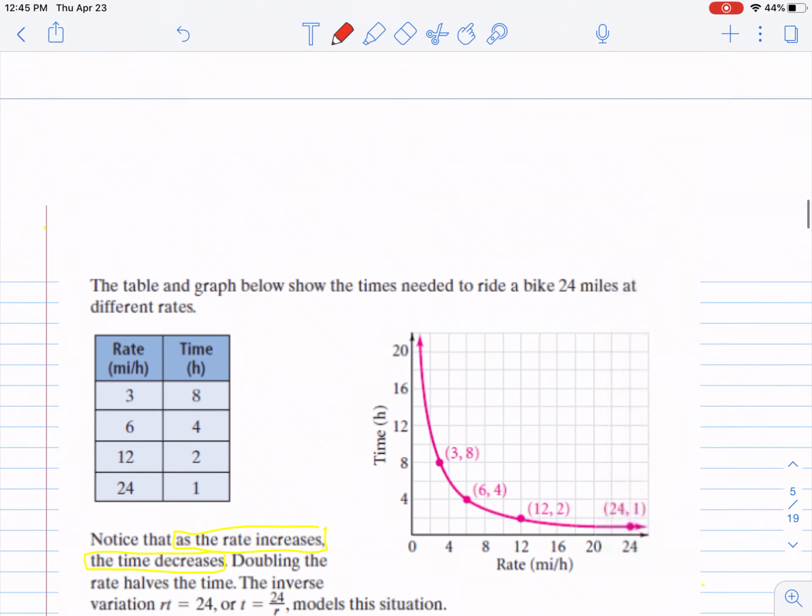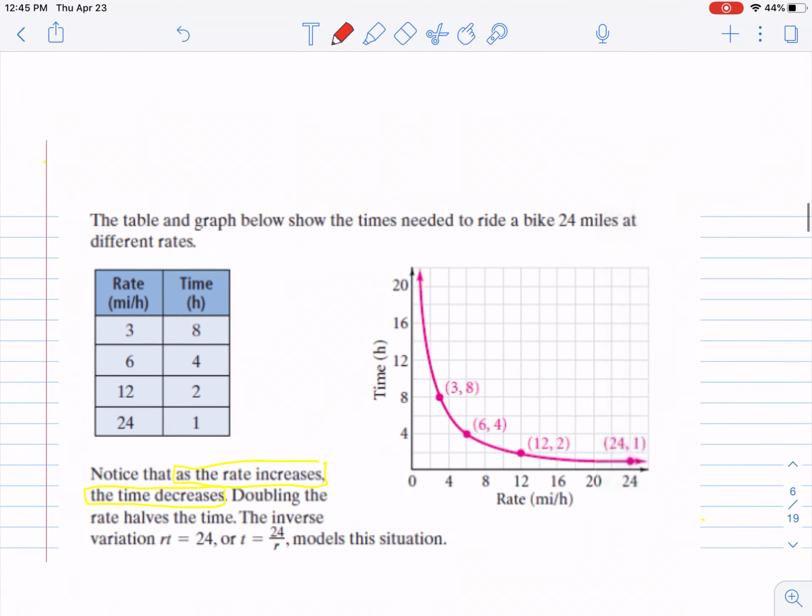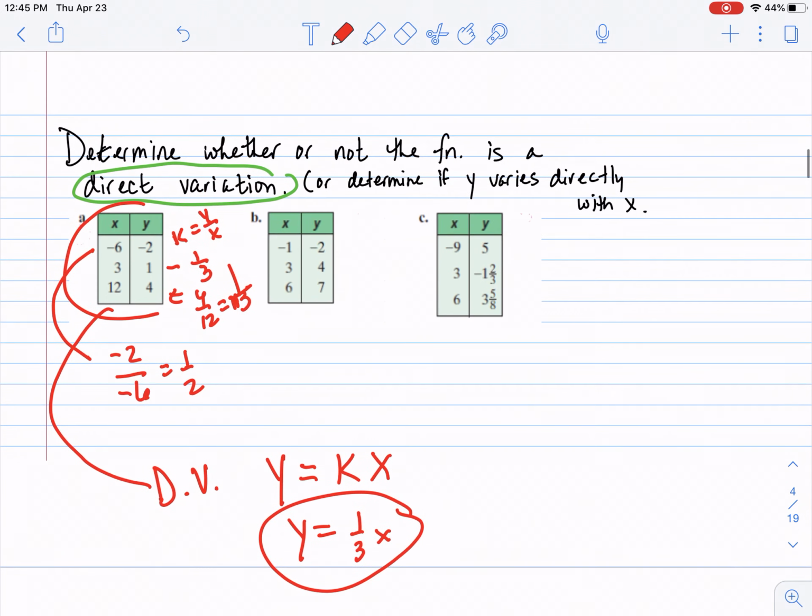So I want you to think of the biggest difference. In a direct variation, if I go back to this screen here, look, as my x is increasing, I go from negative 6 to positive 3 to positive 12. That means my y is also increasing. So as your x is increasing, your y should be doing the same thing, increasing. If your x was decreasing, your y would be decreasing.